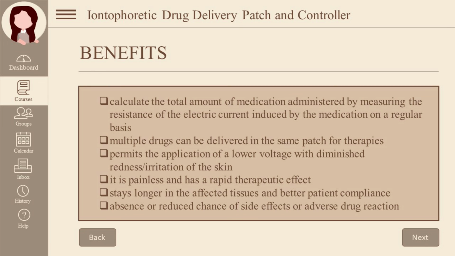Rate of drug delivery scales with the electrical current, which can be readily controlled by a microprocessor. And also, it is painless and has a rapid therapeutic effect. Since the drug is ionized, it stays longer in the affected tissues, being absorbed even 100 times more than taking a drug by mouth. Therefore, it results faster but with less amount of medication. And lastly, absence or reduced chance of side effects or adverse drug reaction is observed.